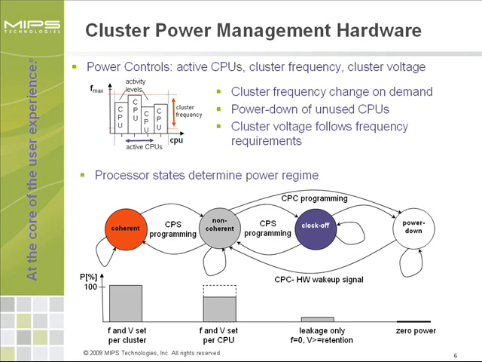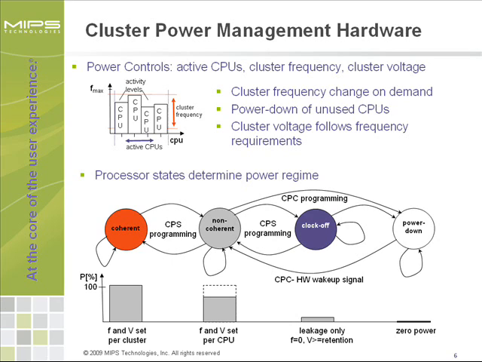Both variables, together with CPU communication requirements, give rise to four individual processor states which each CPU can assume. These processor states are coherent mode, non-coherent mode, clock off mode, power down mode. The state diagram shows possible transitions between those processor states and their effects on power, frequency, and voltage.